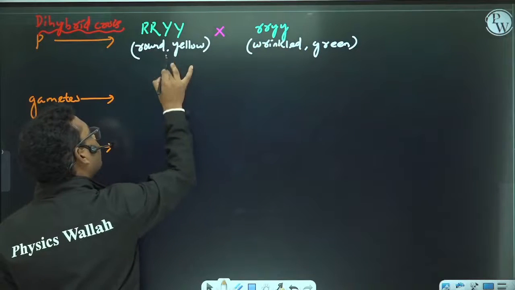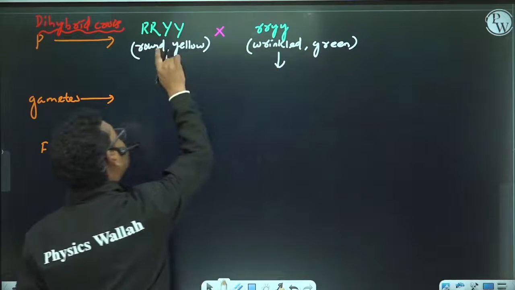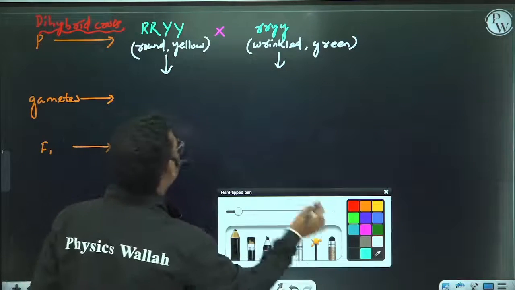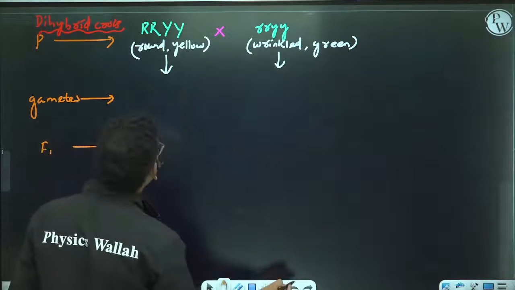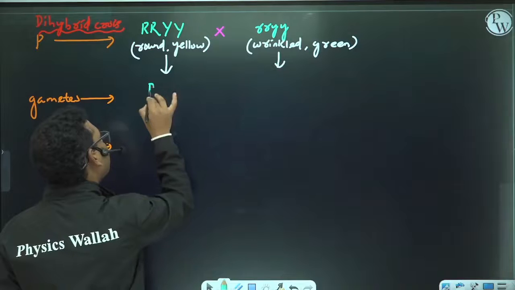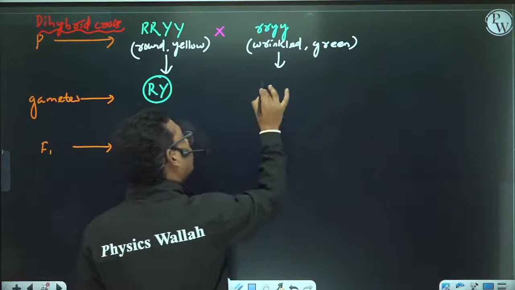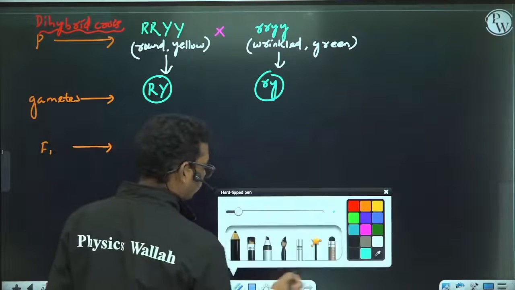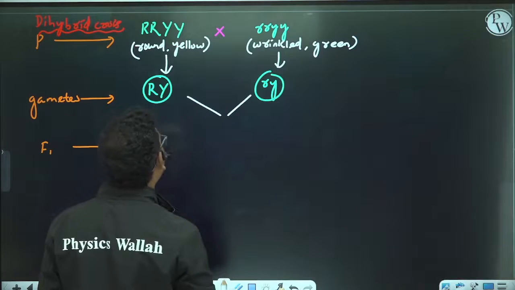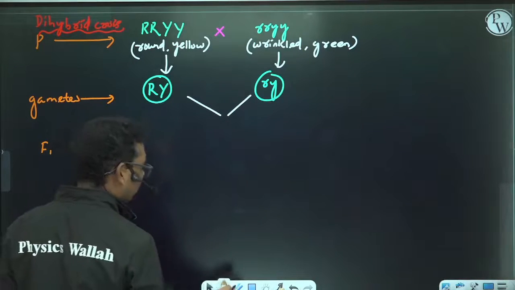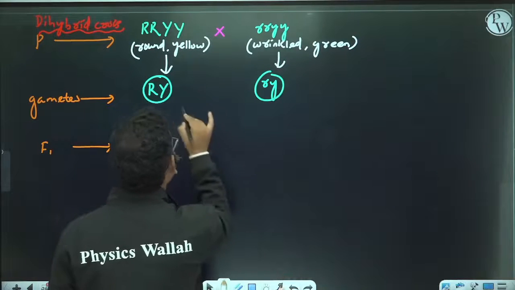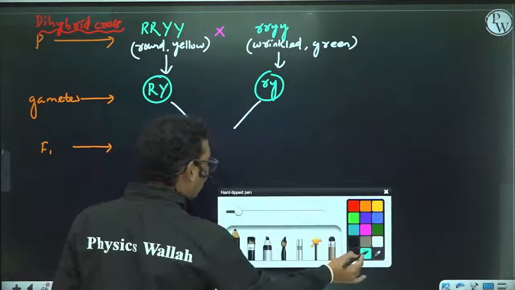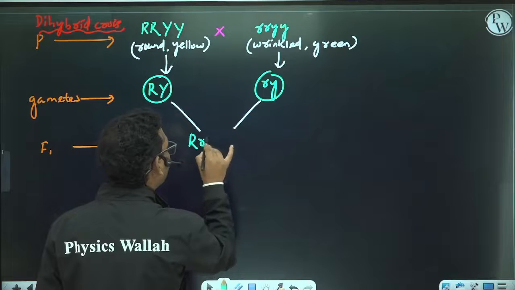This plant will produce gametes and this plant will also produce gametes. Each will produce one type of gamete. One gamete will have capital R with capital Y, and the other will have small r with small y. These gametes will fuse with each other, that is, they will fertilize, and after fertilization they will produce the F1 generation. The F1 generation will be capital R small r, capital Y small y.